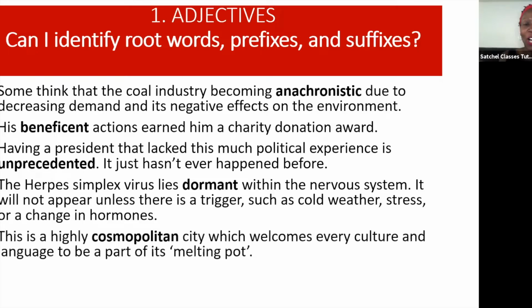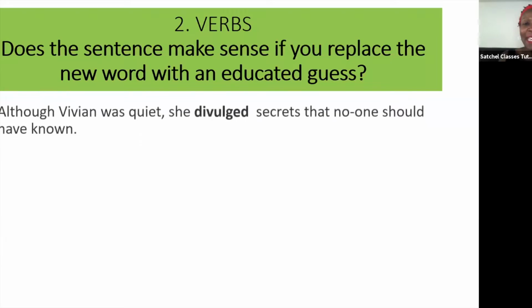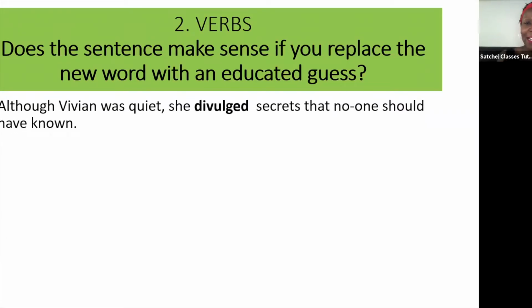And then here we've got a highly cosmopolitan town. Cosmos is about the world, and politan is about people, so it's about a city that has a great mix of different people. So although we didn't understand the words, a knowledge of the Latin and Greek roots or the prefixes and suffixes can help us understand the words in context. Now let's think about making educated guesses.